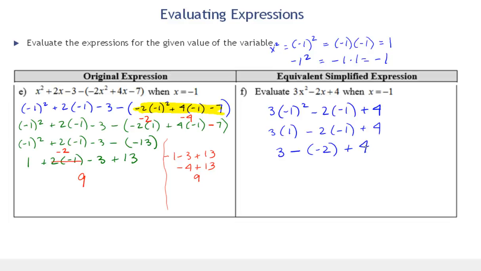Okay. So again, I did the 2 multiplications in one step. I just made sure I did them from left to right. Okay. Now let's change this subtracting a negative to adding a positive. So this is 3 plus 2 plus 4. And 3 plus 2 is 5, plus 4 is 9. And our results do check.